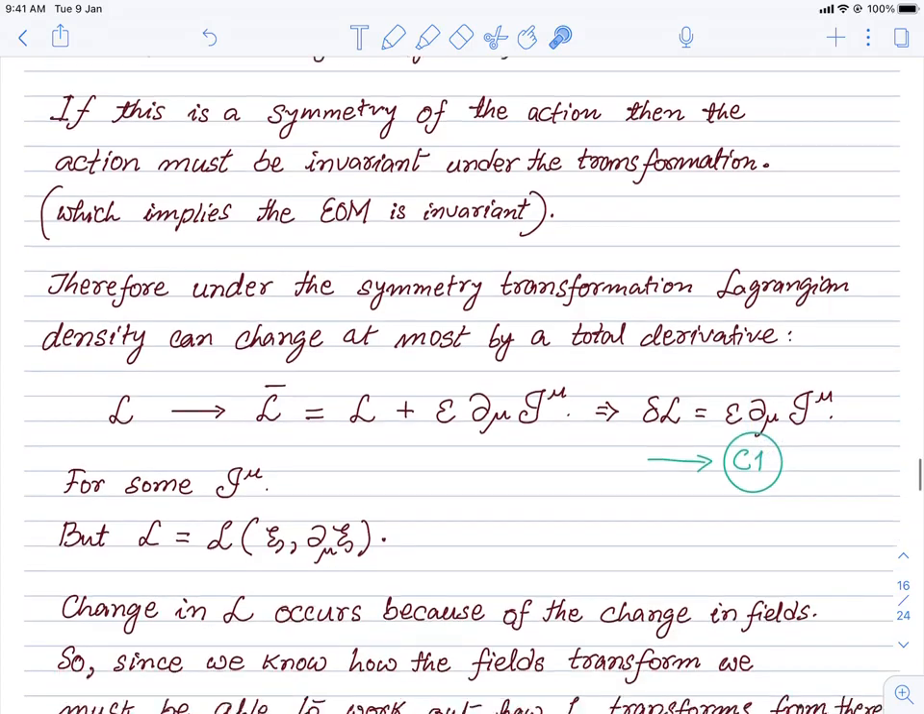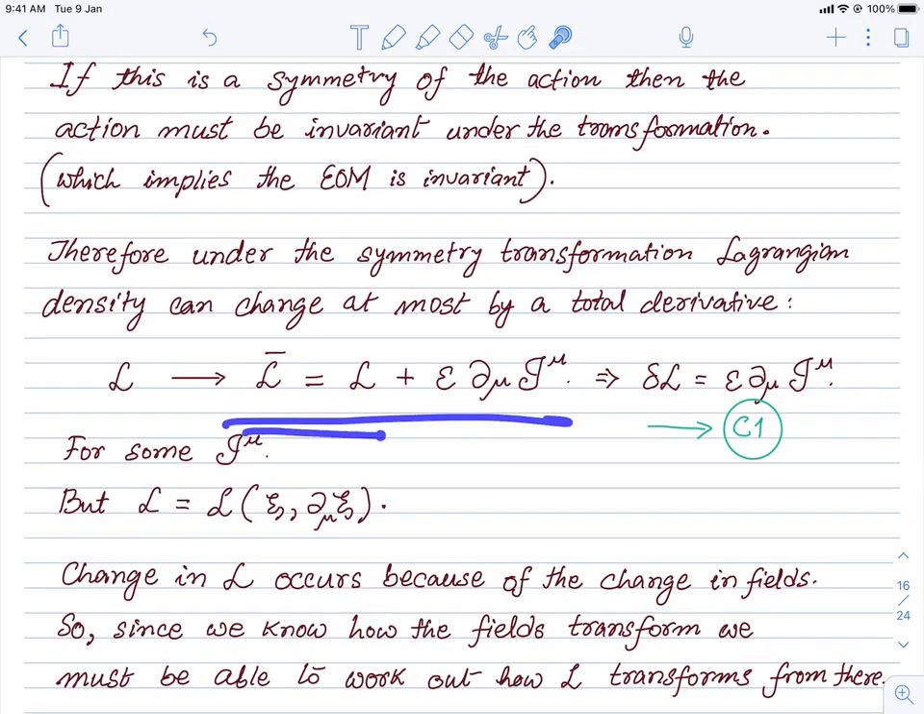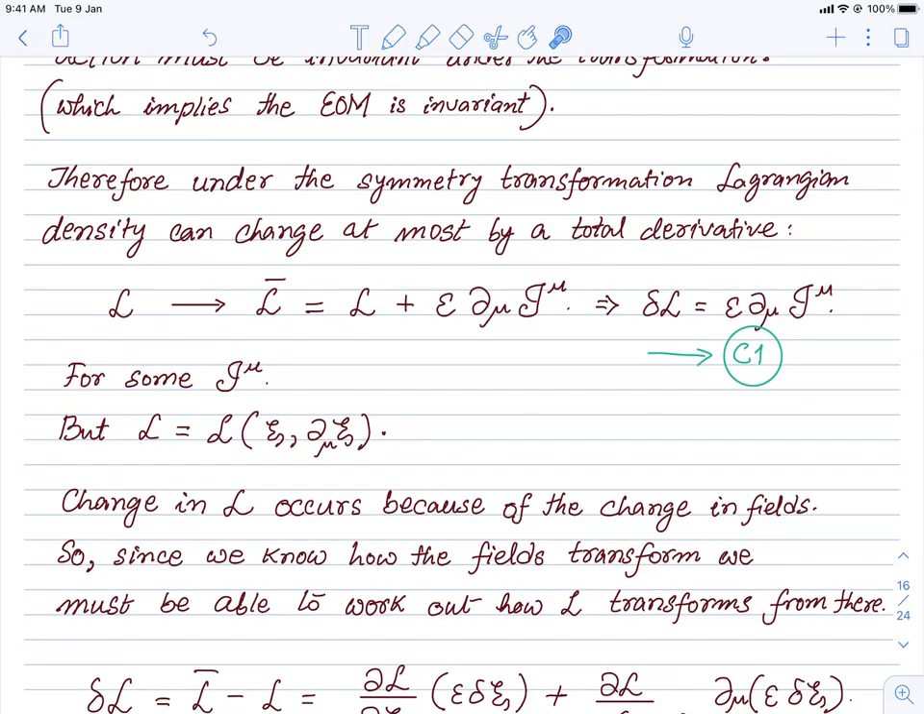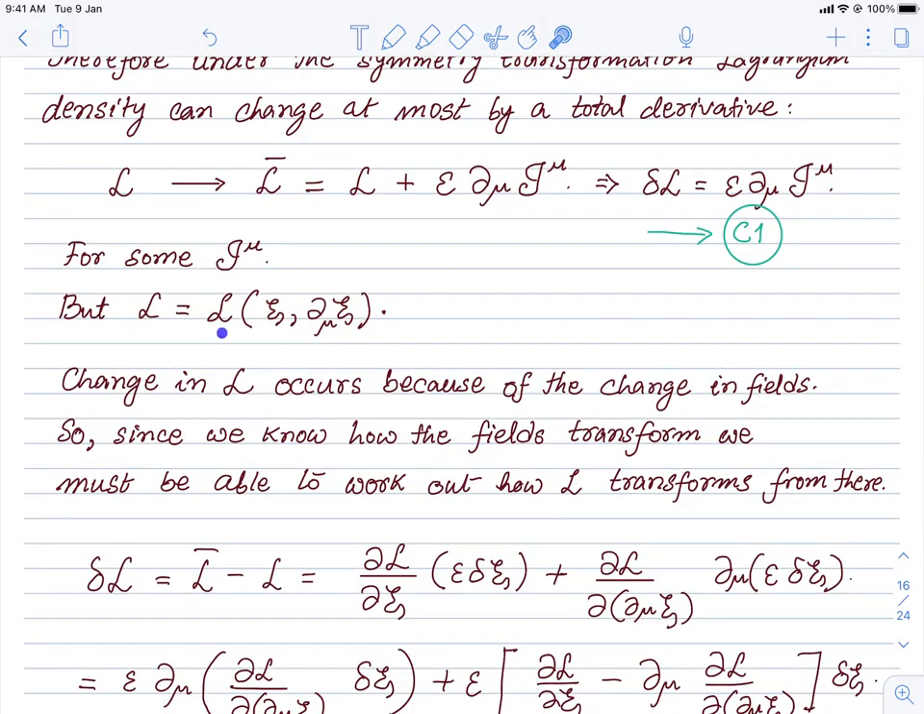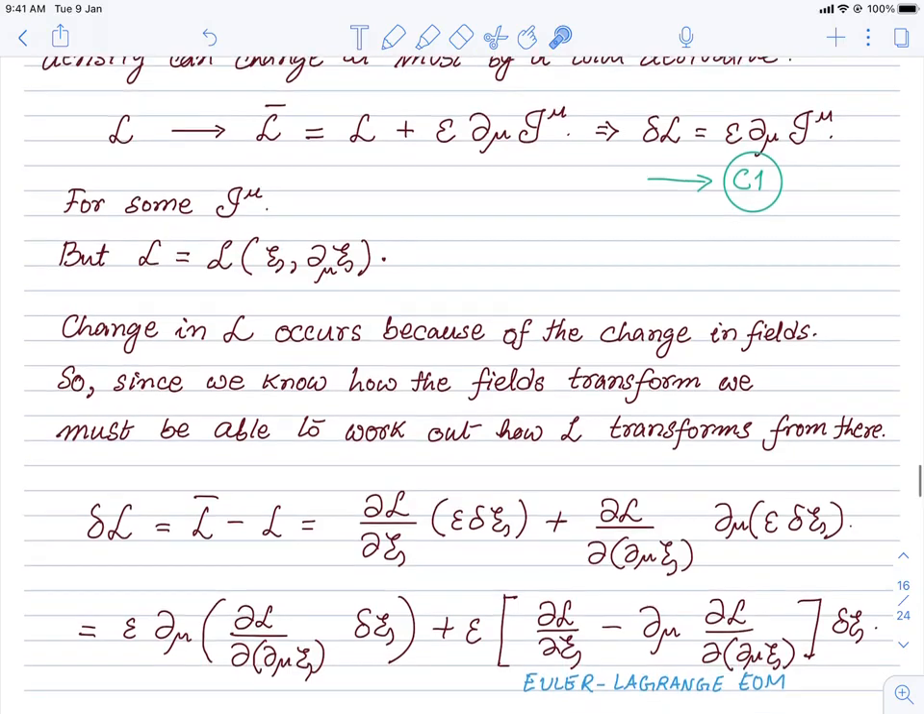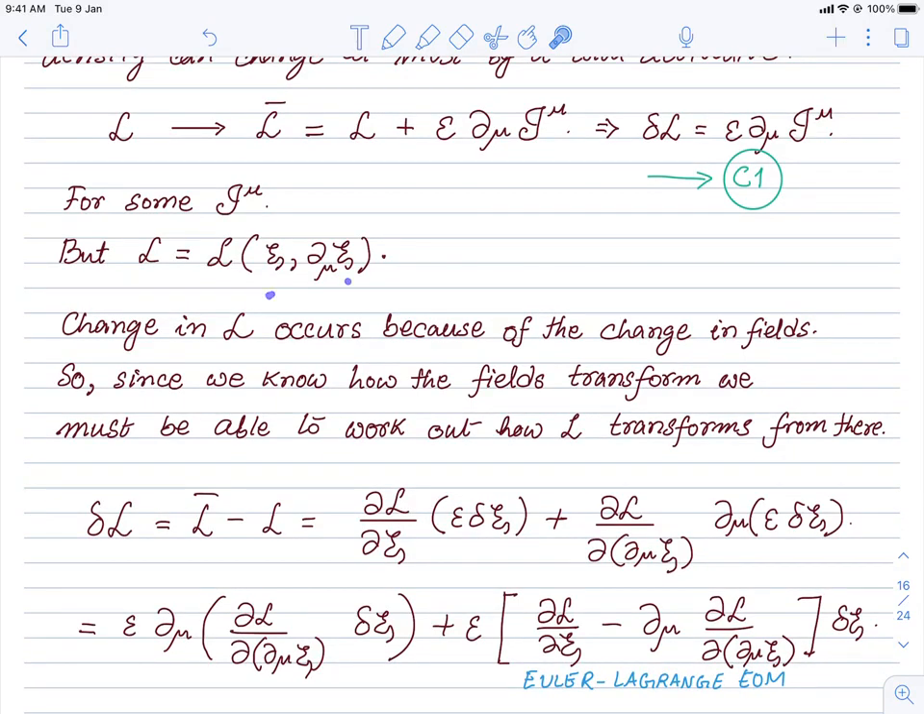Now, this is something that can be stated in general about the Lagrangian, how it transforms. Now, we can also check that the Lagrangian depends on the fields and the derivatives. Because it depends on the fields and the derivatives, and the fields and the derivatives themselves transform under the symmetry transformation, we can try to implement it at that level.